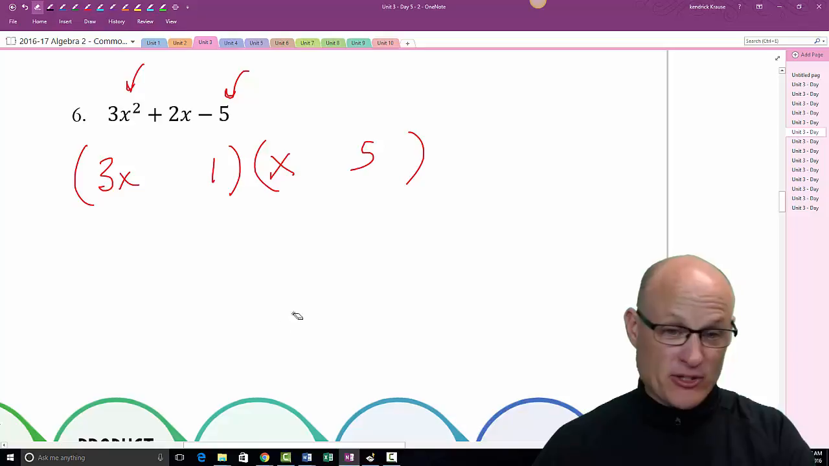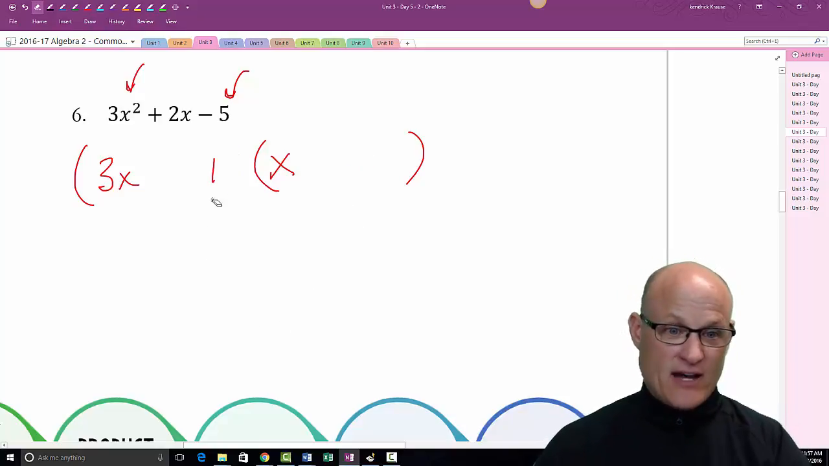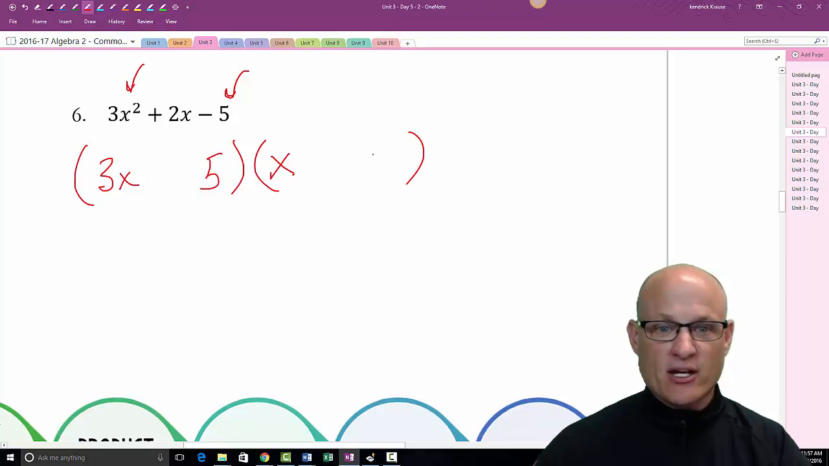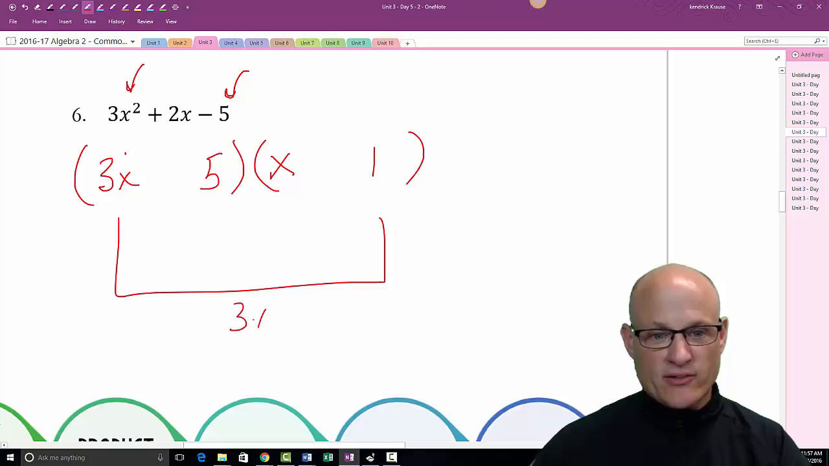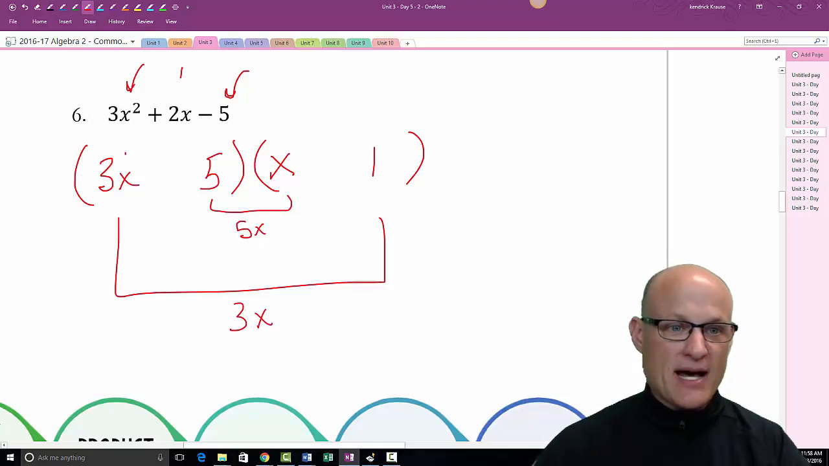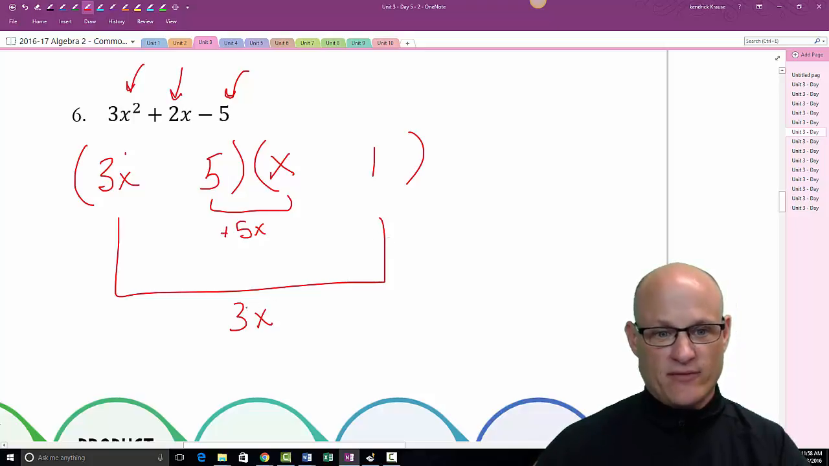And at some point, you're going to get good enough and go, oh, wait a second. 5 minus 3 is 2. All right, let's put the 5 here and 1 here. So this gives me 3x. And this gives me 5x. Now I need to make positive 2. That means the larger one has to be positive and the smaller one has to be negative. So negative here, positive here.